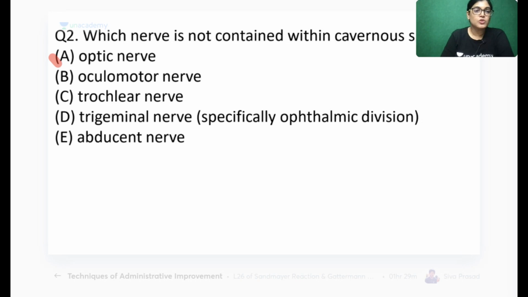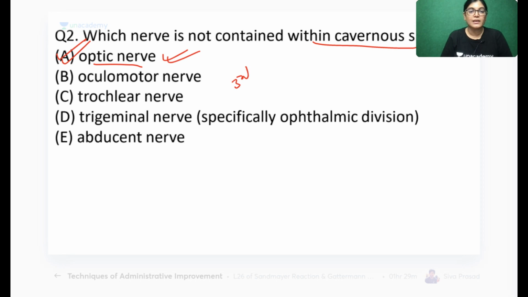Okay, so optic nerve is the correct answer. All of you do participate in the poll. Many of the students are live, but few students are only participating in the poll. So you can give the answer, nothing to worry whether it is right or wrong. Optic nerve is the correct answer. Why? I will tell you. It is not contained within the cavernous sinus.